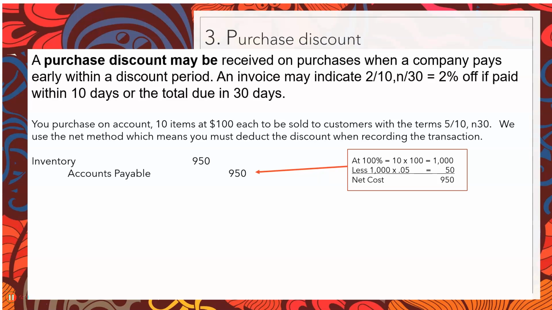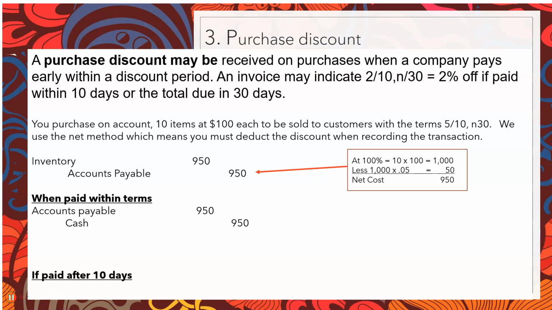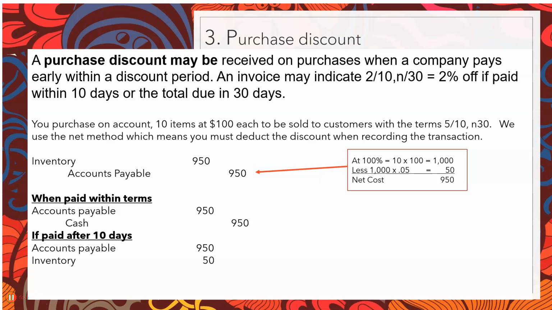Now, what happens if we pay within terms? We're going to reduce our accounts payable and decrease our cash because we've paid it. Now, what happens if instead we pay after 10 days? We're going to still reduce our accounts payable for $950 because that's what's on the book, but we're going to increase our inventory cost by $50 because we've actually paid $1,000 for those goods. So it's an additional cost to inventory.